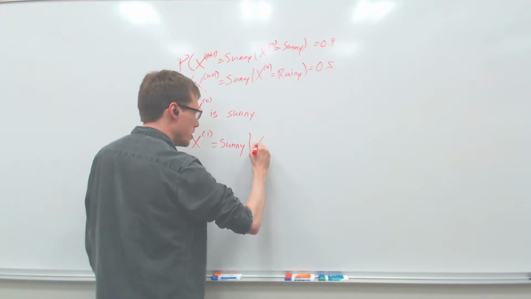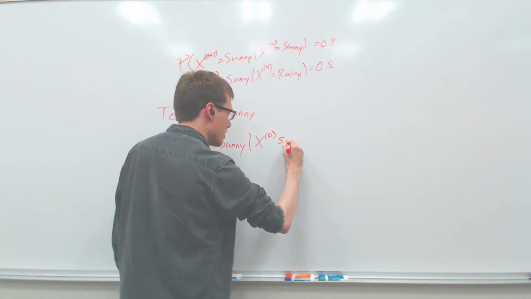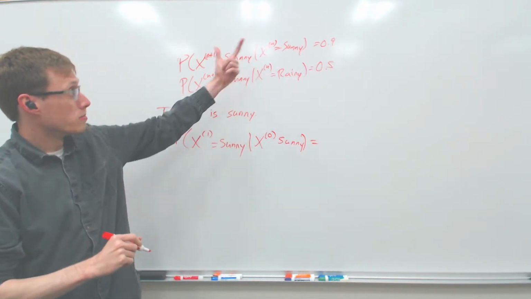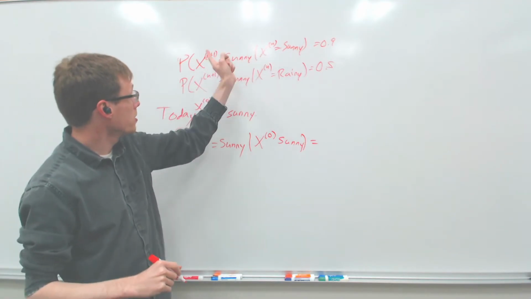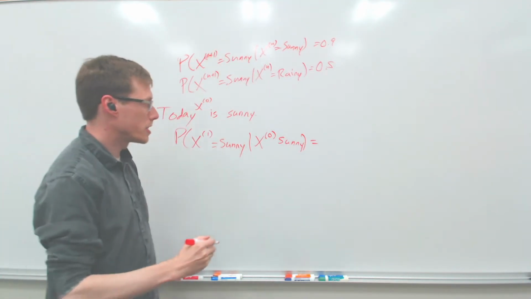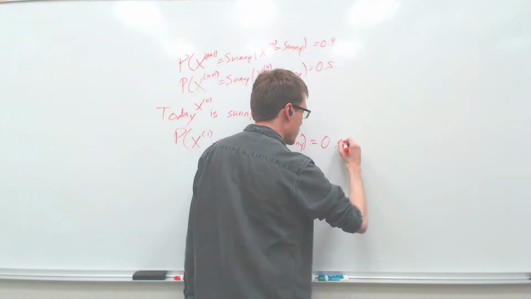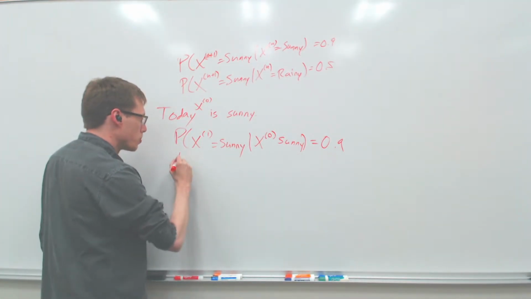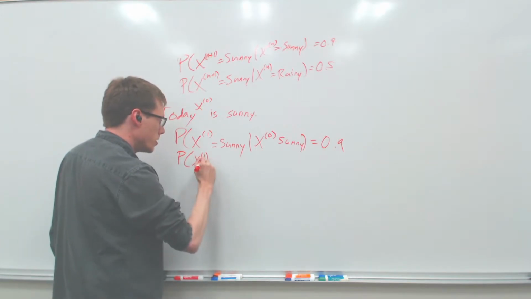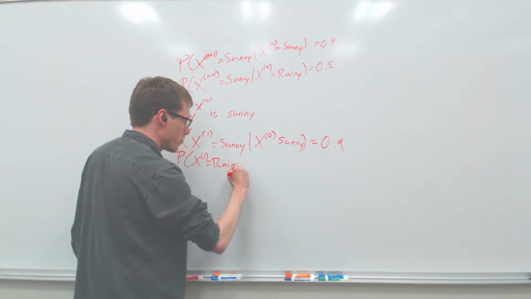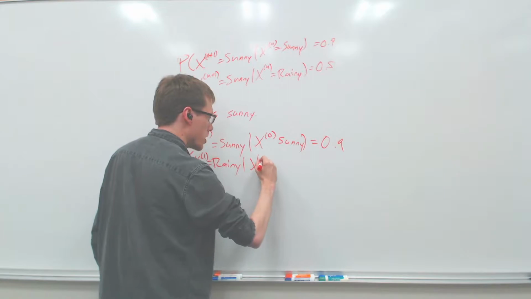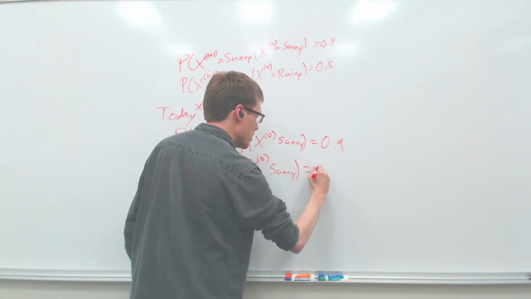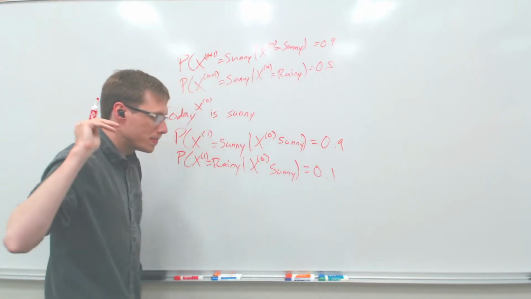Well, that's easy enough. We already said right here: if today is sunny, then tomorrow there's a 90% chance of it being sunny. And therefore, what's the probability of it being rainy? Well, it's 1 minus that. Therefore, the probability that x1 is rainy, given x0 sunny, has to be 0.1. Easy.